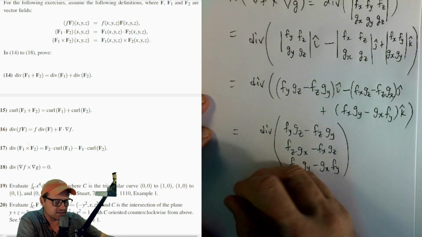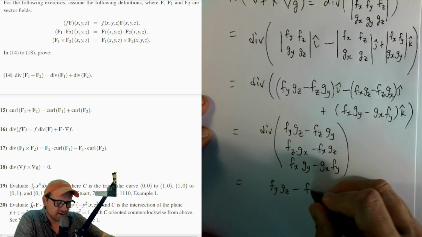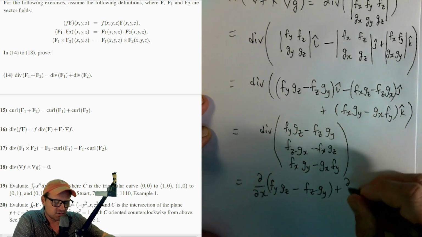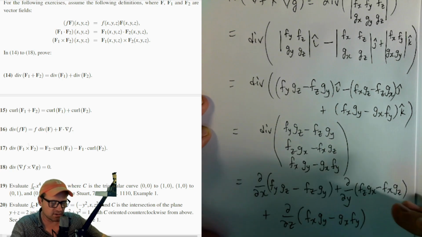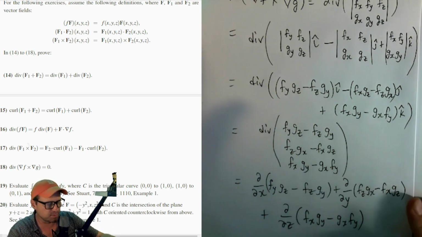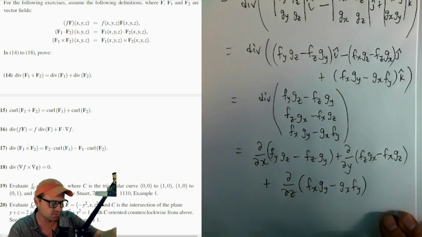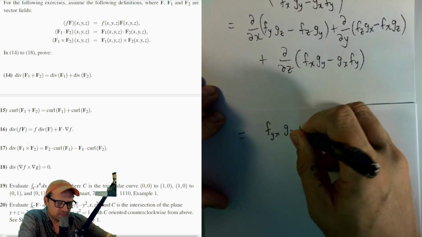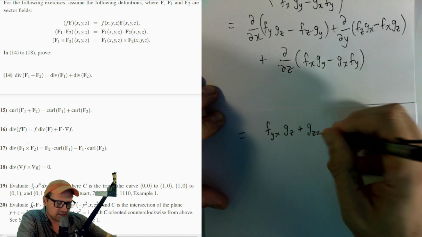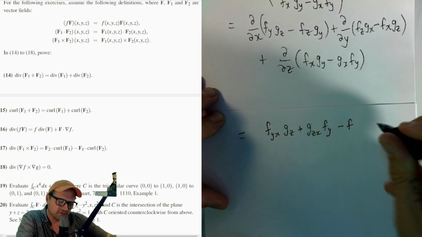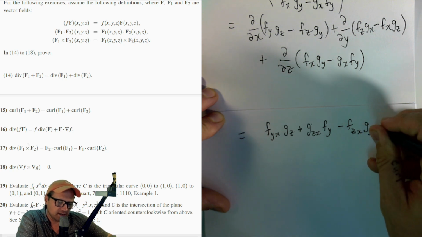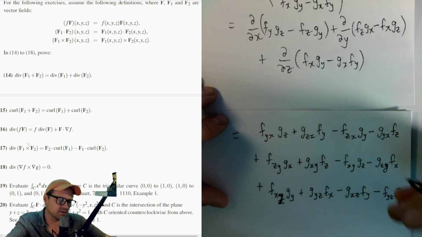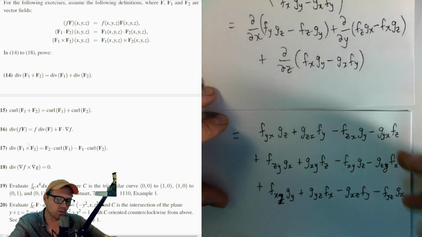And so to take div of this, of fy gz minus fz gy, we need to differentiate this partially with respect to x, add to that the other partial derivatives. Okay, so here we have this expressed as a sum of 3 partial derivatives, but we need to simplify these derivatives using the product rule. So we have fyx gz plus gzx fy minus fzx gy minus gyx fz. Okay, so we expand those derivatives using the product rule, and this is what we get.